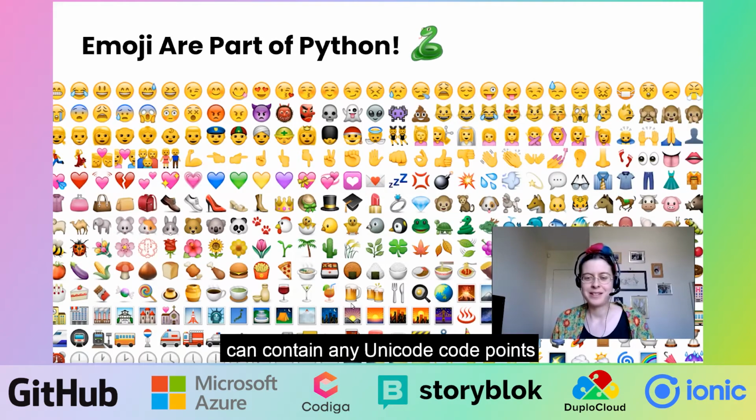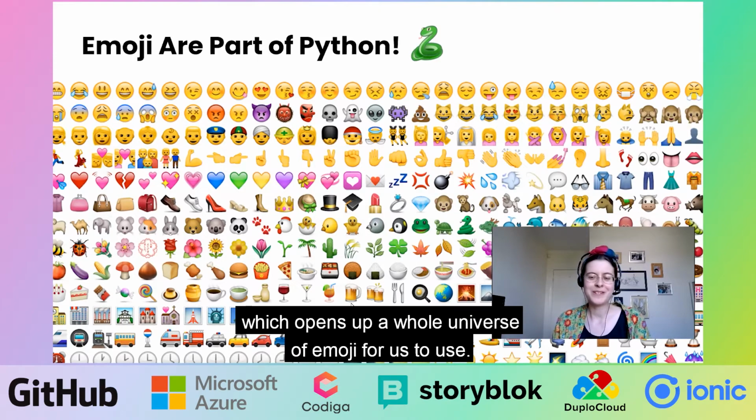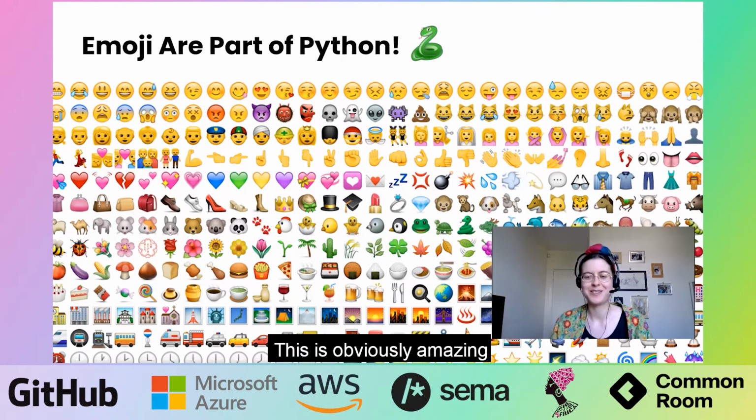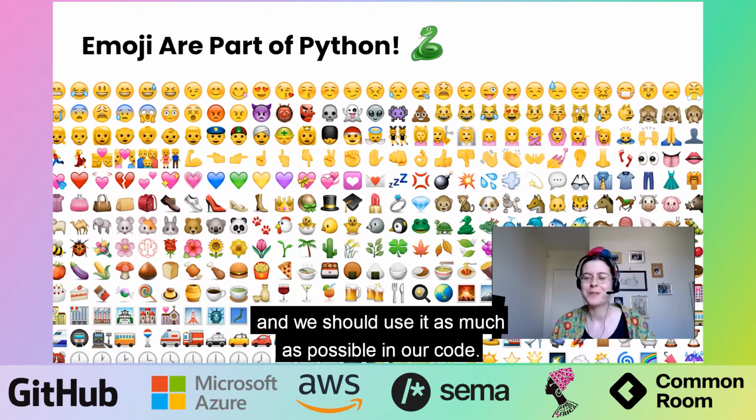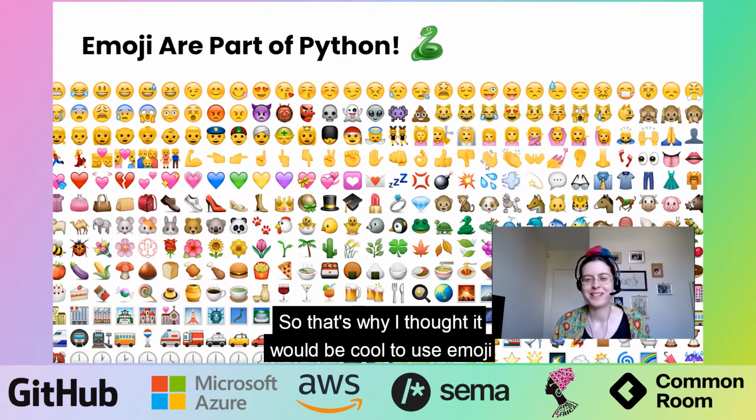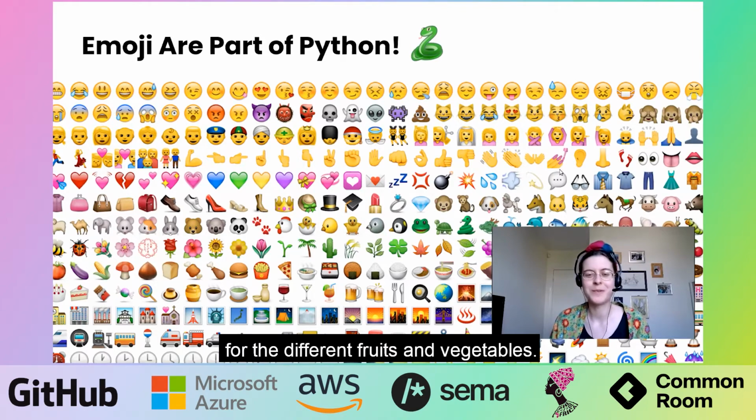Any Python 3 string can contain any Unicode code points, which opens up a whole universe of emoji for us to use. This is obviously amazing, and we should use it as much as possible in our code. So that's why I thought it would be cool to use emoji for the different fruits and vegetables.